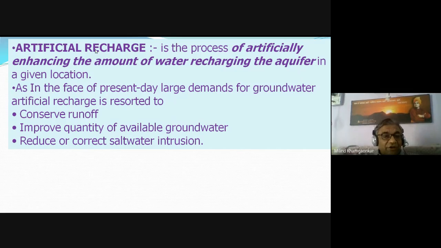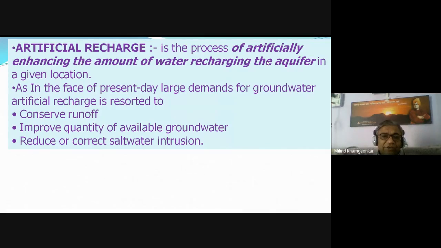Why artificial recharge is so important? Why has it got so much importance? नहीं किया तो नहीं चलता क्या? सिर्फ पानी निकालते रहेंगे उसमें से, न कुएं में से पंपिंग करते रहेंगे, जाएगा पानी नीचे में, तो ऐसा नहीं चलेगा. ऐसा क्यों नहीं चलेगा?